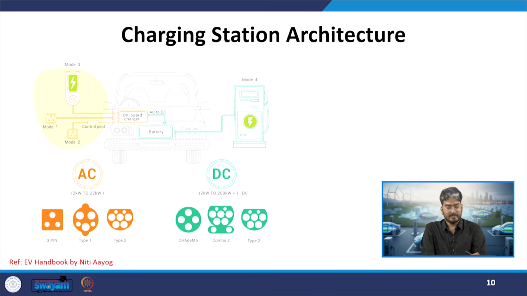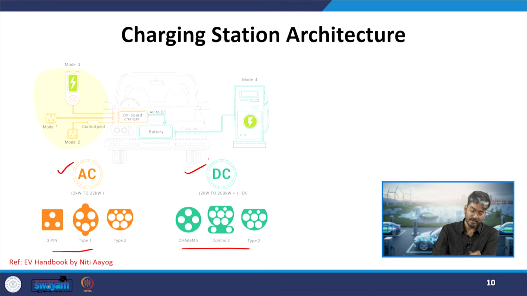Now, our charging modes. Here we have different types of chargers. Broadly there are two different types, as we have already discussed, AC and DC. Based on whether we are going for AC or DC, we have different modes of charging. So, mode 1 charging.